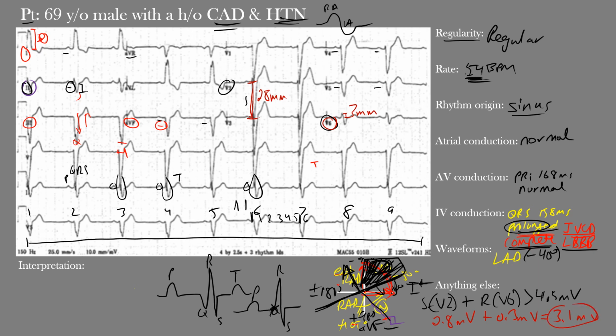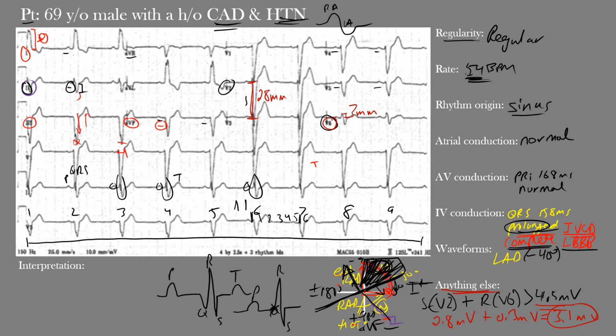Obviously, this is less than what we need of that 4.5 millivolts. So again, we don't meet that criteria. Now, lastly, with the waveforms, we have the QT interval, and again, that appears normal here. So that's it with our waveforms. Now, is there anything else that we're missing? We're actually in this section here.